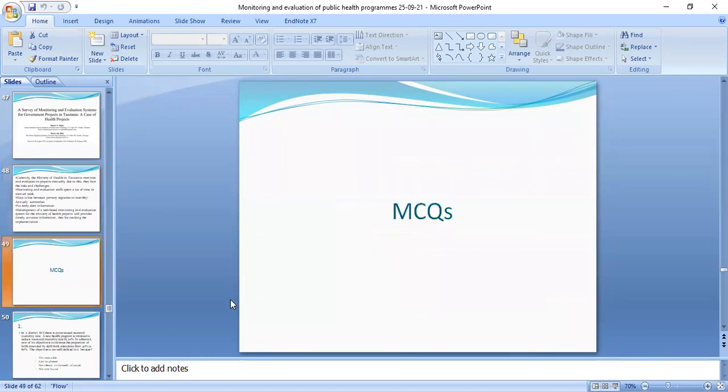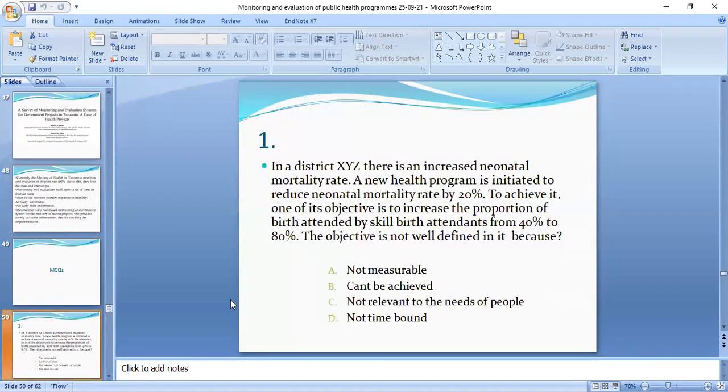Now the time for MCQs. The first MCQ is: in a district XYZ, there is an increased neonatal mortality rate. A new health program is initiated to reduce neonatal mortality rate by 20%. To achieve it, one of its objectives is to increase the proportion of births attended by a skilled birth attendant from 40% to 80%. The objective is not well defined because: is it not measurable, cannot be achieved, not relevant to the needs of people, or it is not time bound?